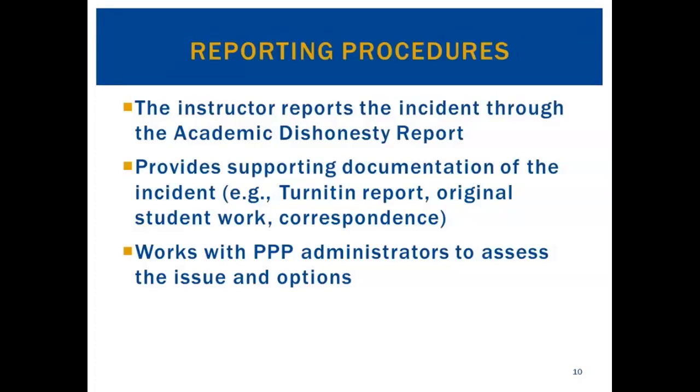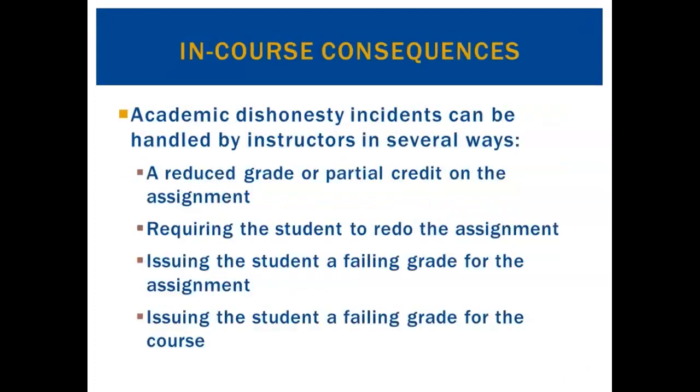So before we talk more about the PPP, let's talk about in-course consequences. So a student has plagiarized, and you have some in-course consequences at your disposal, and you also have some out-of-course consequences. So for the in-course consequences, the student can receive a reduced grade or partial credit on the assignment in question. You can require the student to redo the assignment, either that particular assignment or a paper on another topic. You can issue the student a failing grade for the assignment, and you can also issue the student a failing grade for the course.